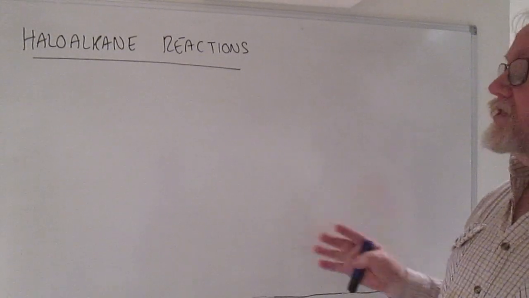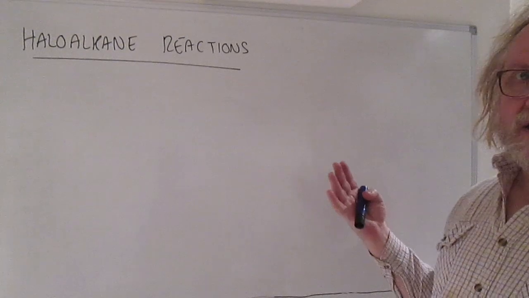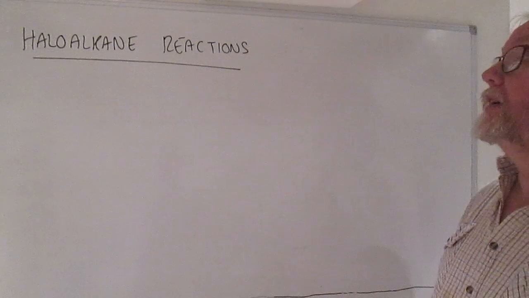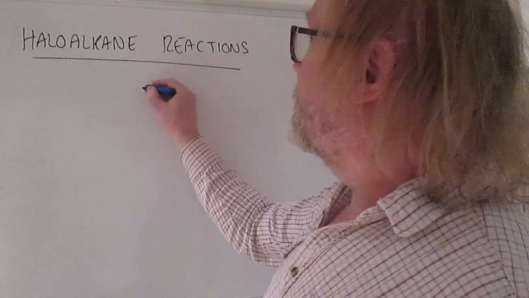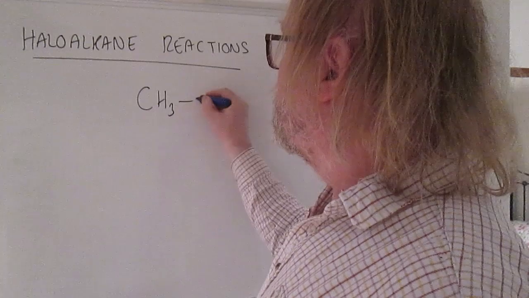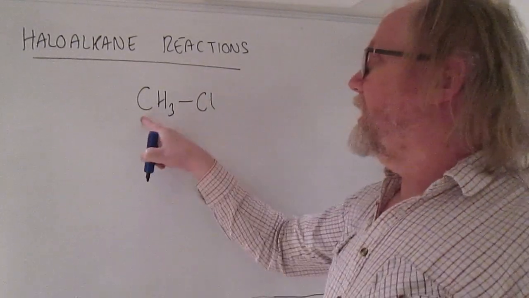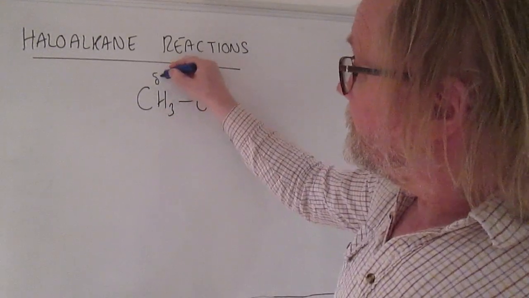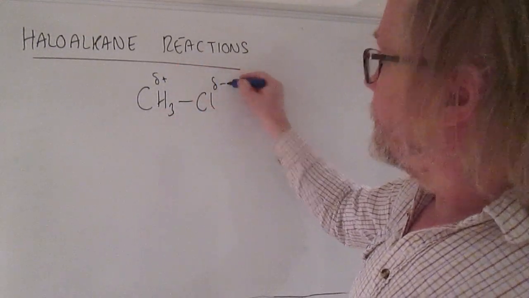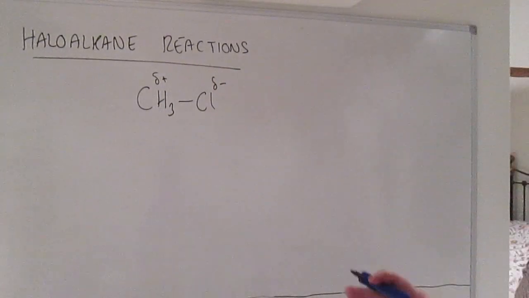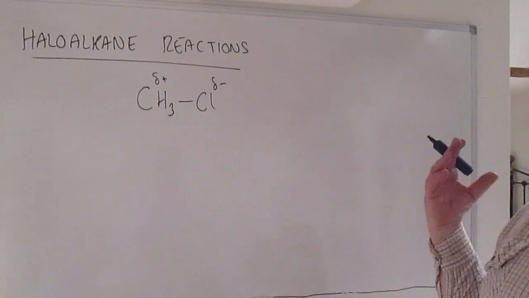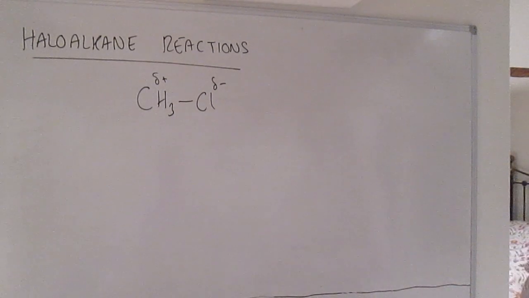When it comes to reactions, haloalkanes are very different from hydrocarbons because, unlike hydrocarbons, they are polar. So if we take a simple example like chloromethane, that bond is polar because chlorine is much more electronegative than carbon. So you get this. And that makes all the difference because that delta positive carbon is a weak point. That's something that other things can home in on and attack. And we'll see how that works in detail when we look at the mechanism in a bit.